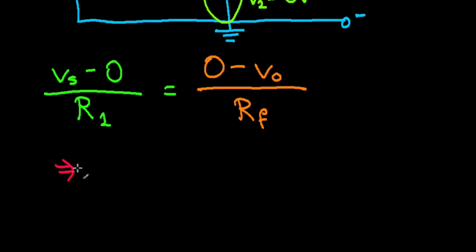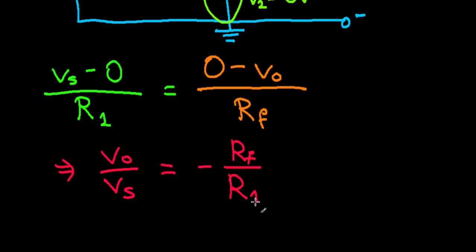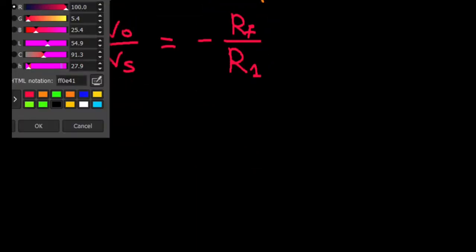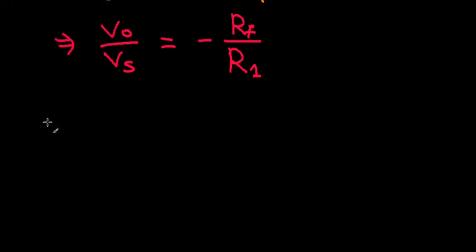We can divide by Vs and multiply by R sub F. So we get V naught divided by Vs equals negative R sub F divided by R1. This is my closed loop gain. For applying this op amp in any situation, most people like to rearrange this equation and write it as V output as a function of your source voltage or your supply voltage.